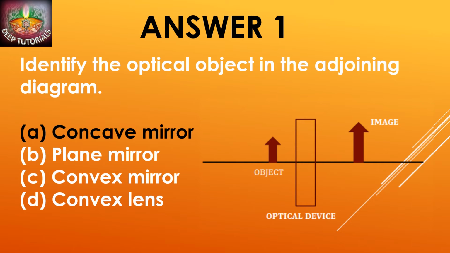Now in a convex mirror, we know that the image is virtual, yes, but it is diminished. And in case of plane mirror, the image is again virtual, but it is of same size. But here we see that the image is virtual as well as magnified. Hence, the correct answer for this should be a concave mirror.